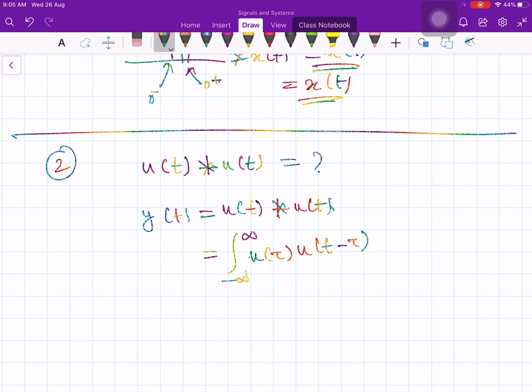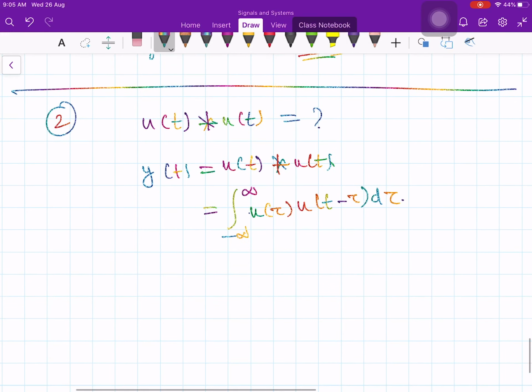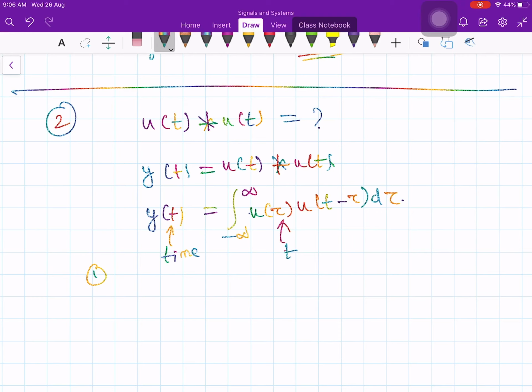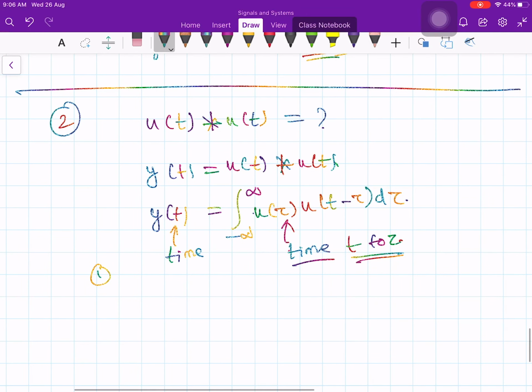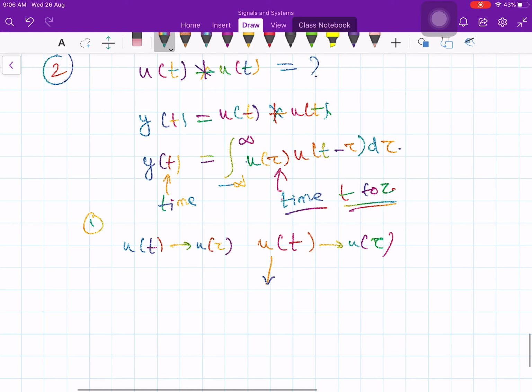What is the first step? Change the variable of integration, because finally the output is also a function of time, and if you put time here too, then you will be in trouble. That is why we are changing t to tau as a dummy variable. Once you do the integration, the dummy variable will disappear. So u of t becomes u of tau, and the other u of t also becomes u of tau. You take any one function, let me take the second one. This first step is over.